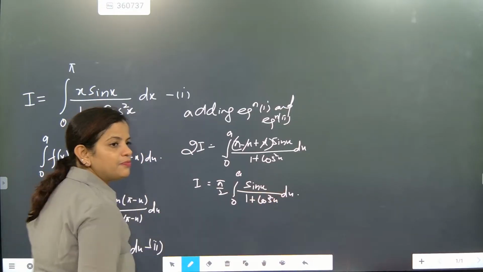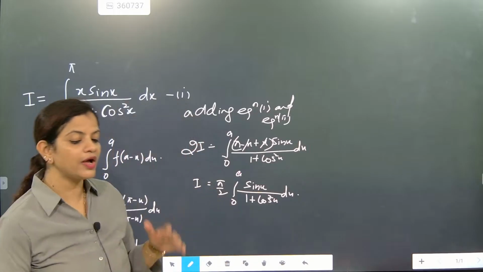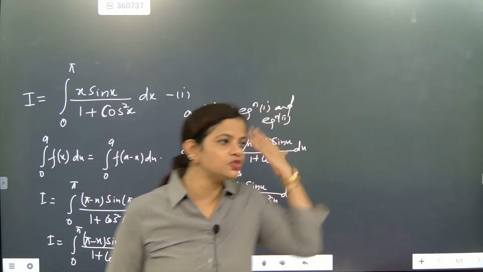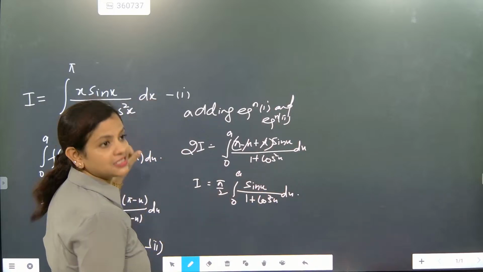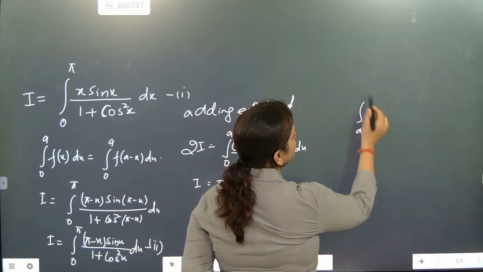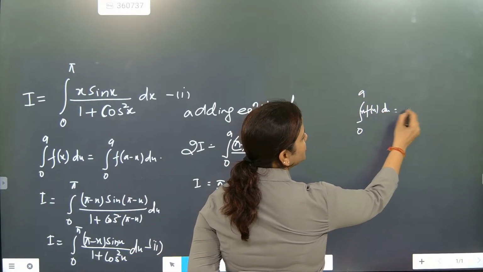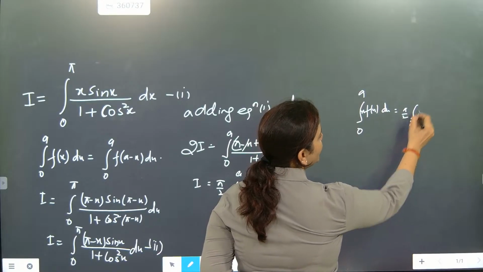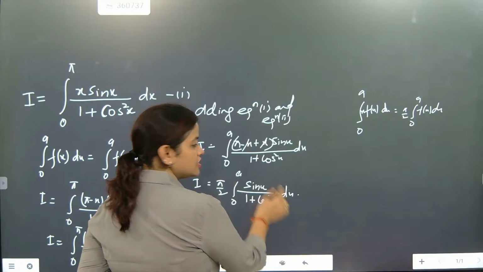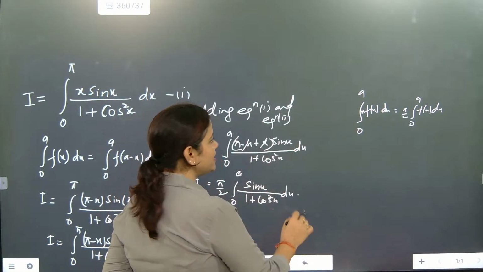Beta, by applying that property directly, you might have written pi by 2. But here we are not applying the property. Understood or not? By applying property 6, just now I taught, beta. What was our property 6? Look here, Rehan: integral 0 to a of f of x dx becomes a by 2 times integral of f of x dx. So directly you could have reached this place if you had used that property. But I solved it and showed how it is coming.